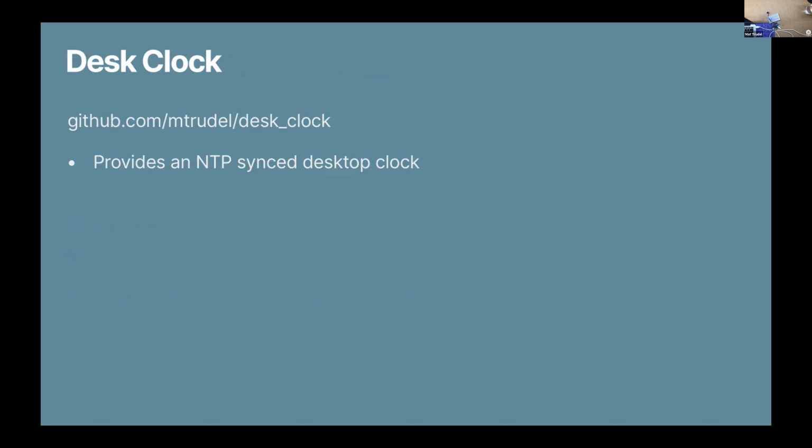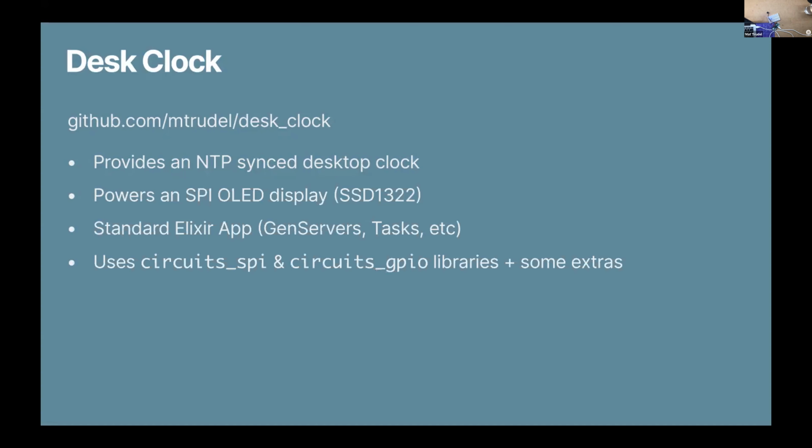And of course, there's a Nerves package that's built in, that's optional, to be able to do this, that tracks your NTP synchronization status. In this case, I use the NTP time to power an SPI connected OLED display, which looks like this. It's a small little OLED display. It's got some pins on it. And this gets wired up to a Raspberry Pi, just using a bunch of header wires that jump between them. It's a standard Elixir app that uses Circuits SPI and Circuits GPIO, which I showed you already, and some extra little bits.